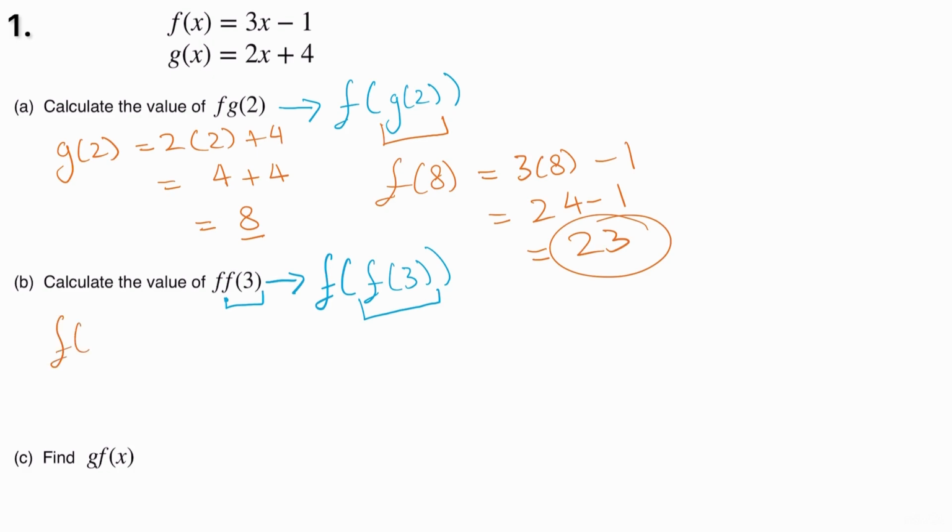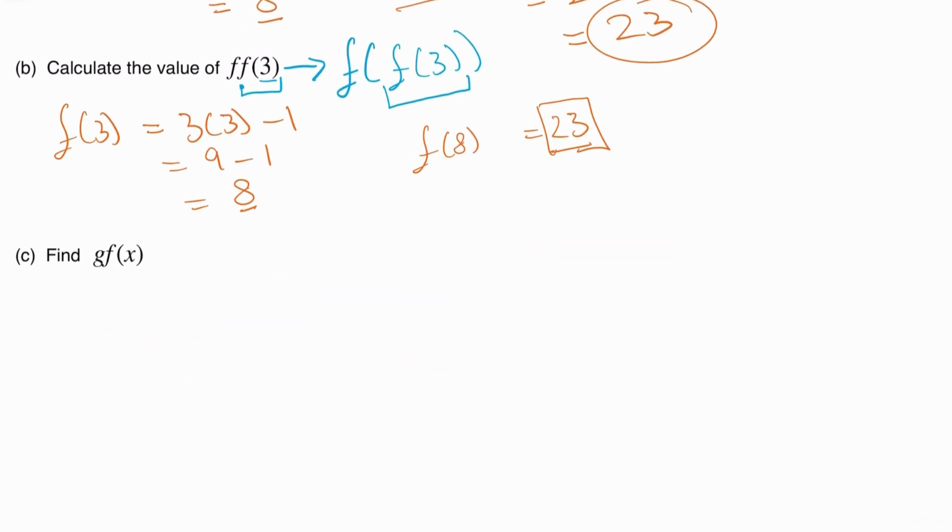So f of 3 equals 3 times 3 minus 1, which equals 9 minus 1, which gets us 8 again. So now we just have to plug 8 into the function again, and because we've done that up here, we know f of 8 equals 23. So that was part B. And now moving on to part C.